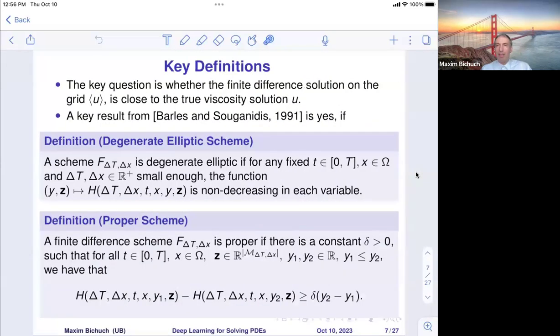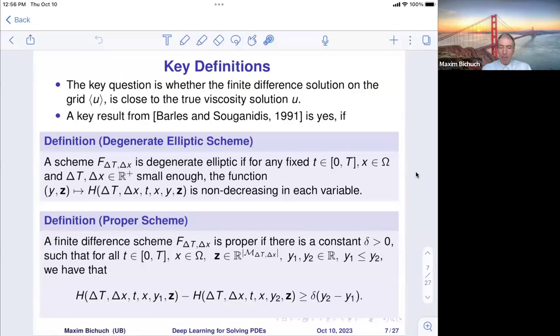Now let me briefly recall the key assumptions that we need in order to have convergence. I should say that maybe the first key question, the one that has been known classically, is whether this finite difference solution on a grid, let me just call it bracket u, is close enough to the true viscosity solution u. And that's a key result by Barles and Souganidis ultimately. And so the answer is yes, if you have some nice properties on your operator.